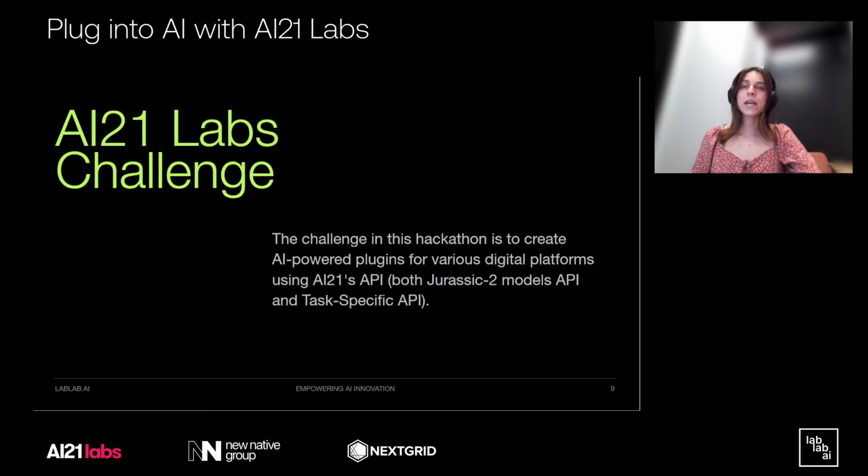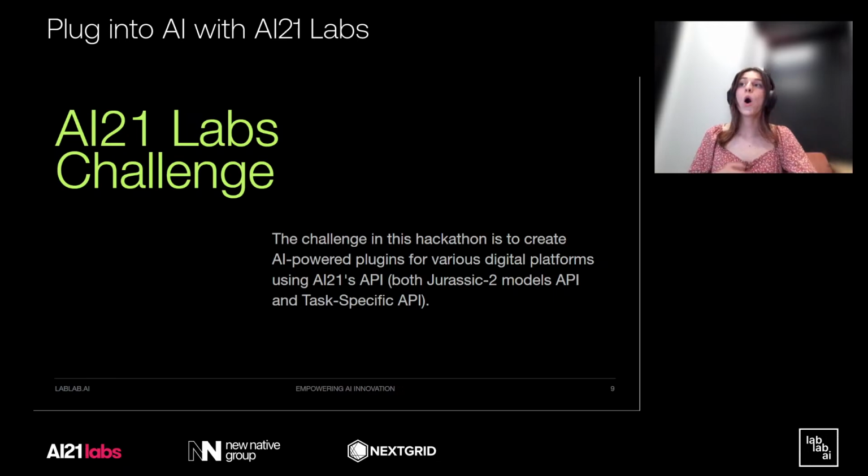Okay, so basically the challenge for this hackathon is to build a plugin using the AI21 API, which combines the Jurassic-2 models API and task-specific APIs, which is pretty lucky. So you have even more in your toolkit. So feel free to use them and build your plugins. We don't have any limitations on the theme of the plugin or on specific use cases. You can go as wide as you want, and you can make it even maybe useful for your own job in your daily work. So feel free to be as creative as possible.